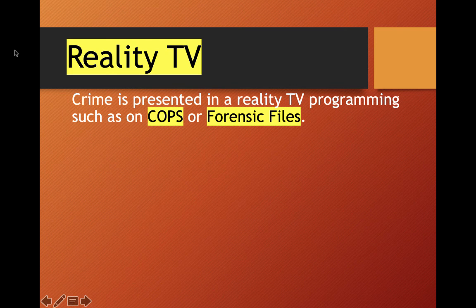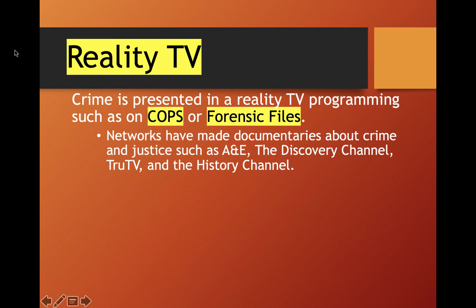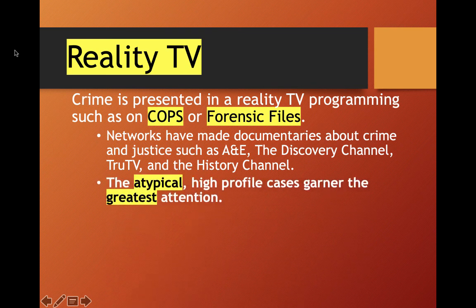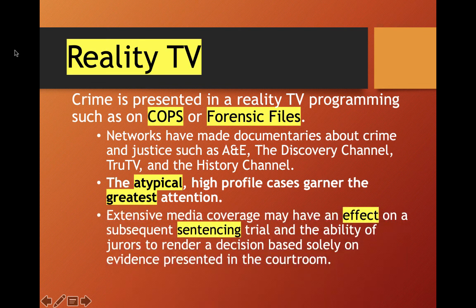So crime is presented in reality TV programming also, such as Cops or Forensic Files. So you think, oh, it's reality, so it's real. They're showing real people doing the real work. There's also different documentaries out there on different channels. And obviously the atypical high-profile cases get the most attention. And there's extensive media coverage as well that may have an effect on sentencing or what's going on.